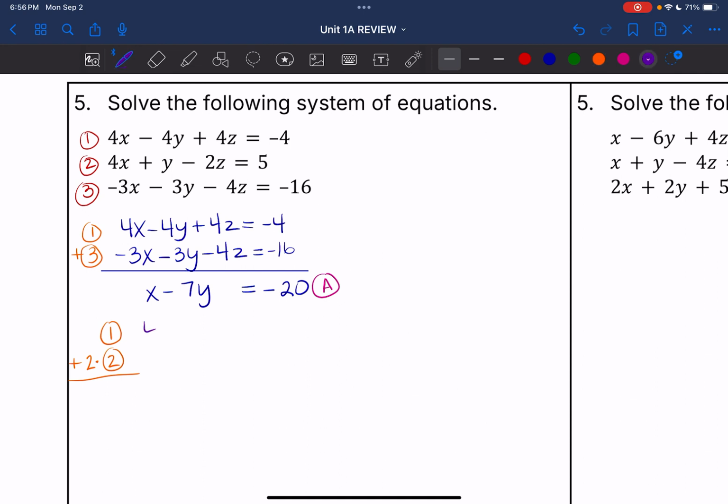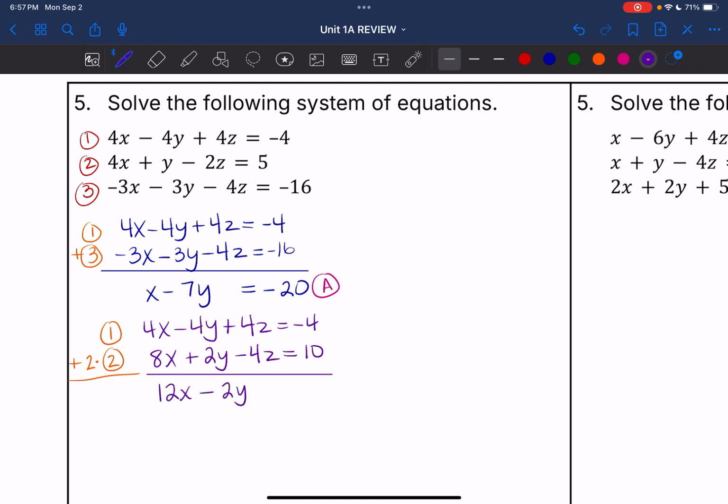Okay, so I'm going to rewrite equation 1. 4x minus 4y plus 4z equals negative 4. And then equation 2, if we multiply everything by 2, I would get 8x plus 2y minus 4z equals 10. And now we're going to add these two things together, which leaves me with 12x minus 2y equals 6. And this will now become my equation B.